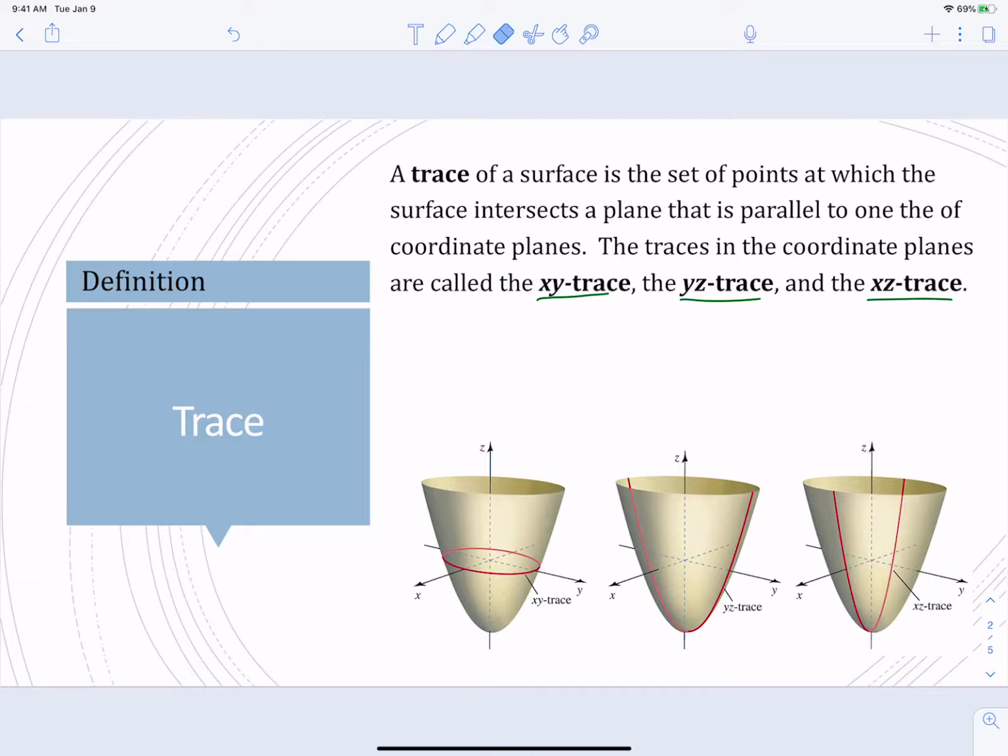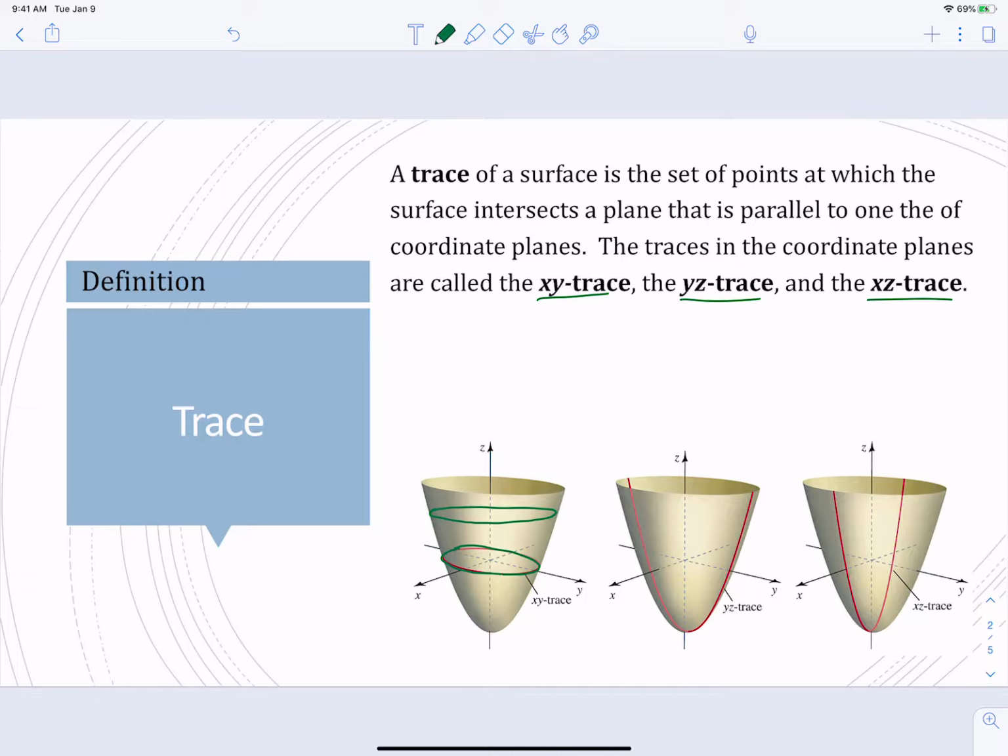So for the XY trace, it's like we take a knife and we slice our graph right along that XY plane, just parallel with it. When we slice it and look at the two pieces that we end up with, they make this oval shape that we've got right there. We could do a trace up here if we wanted. We could slice parallel to the XY plane and get another trace. It would be the same sort of shape, but a little bigger.